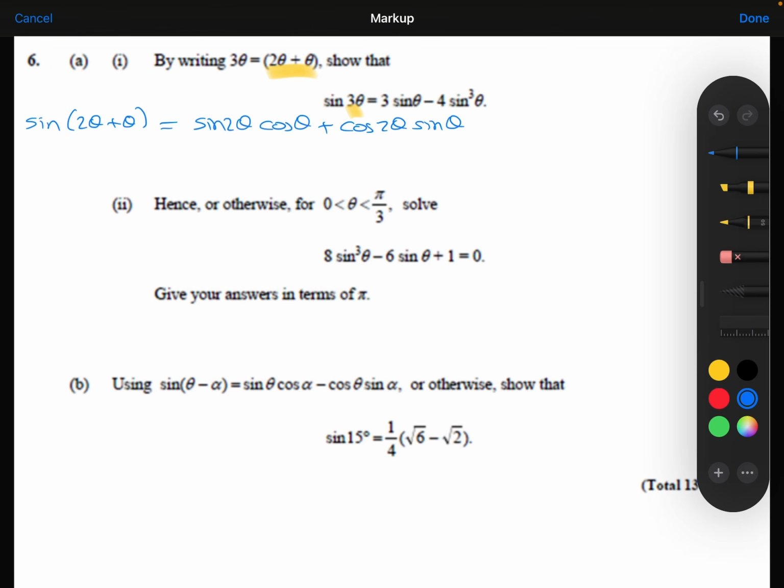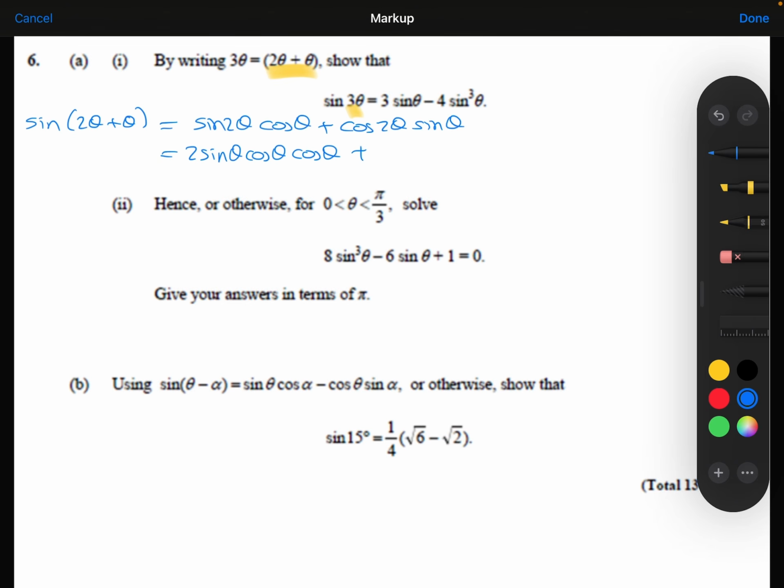Now, I want to be showing my answer just in terms of theta. I don't want any 2 thetas there. So, let's expand those out. Sine 2 theta I know is the same thing as 2 sine theta cos theta. So I've just written that in that form.